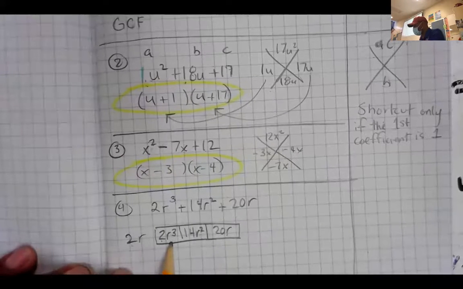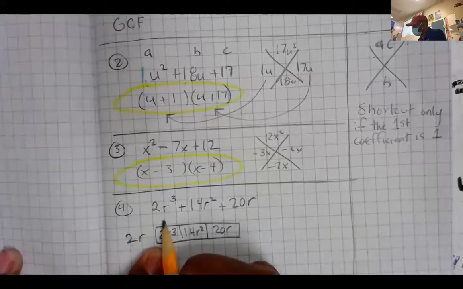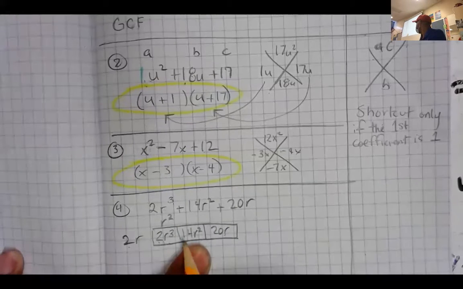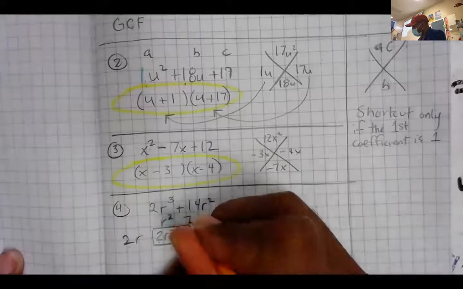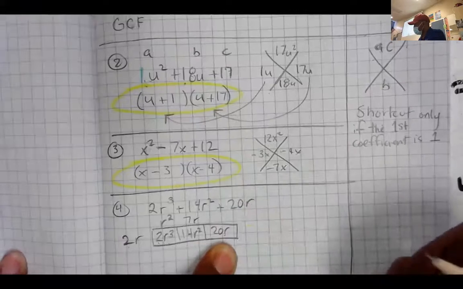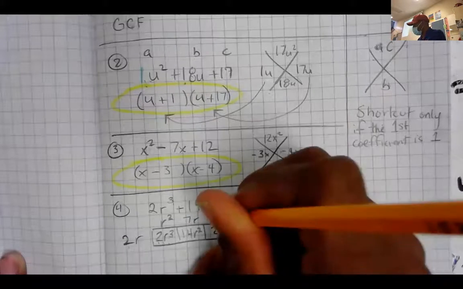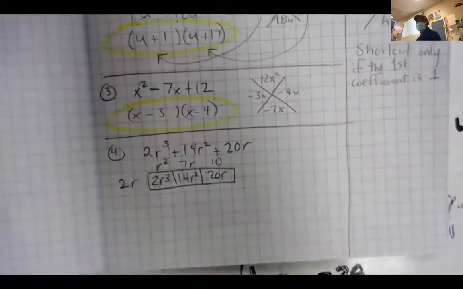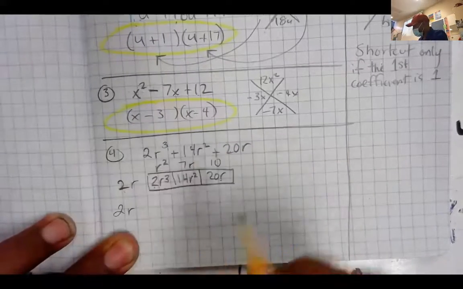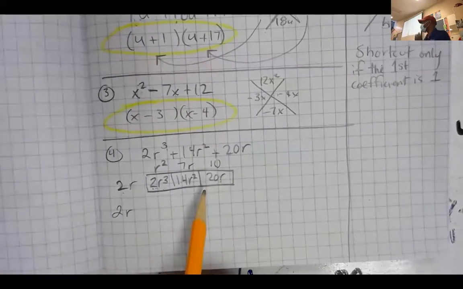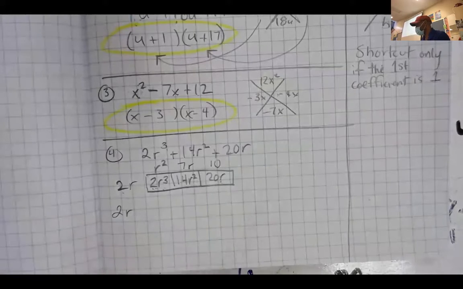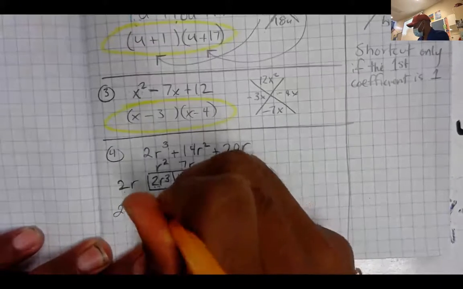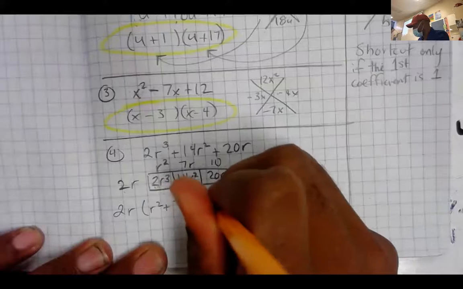So now 2r times what gives me 2r cubed? Well, that's going to be r squared. And then 2r times what gives me 14r squared? Well, that's 7r. And then here, 2r times what gives me 20r? 10. All right, so now I'm going to rewrite this down here. And again, you can use this box to do GCF, but you don't have to if you're able to do it without. Some people like to use the box. It's helpful, just keeps you structured. So now I'm going to write plus 7r plus 10.